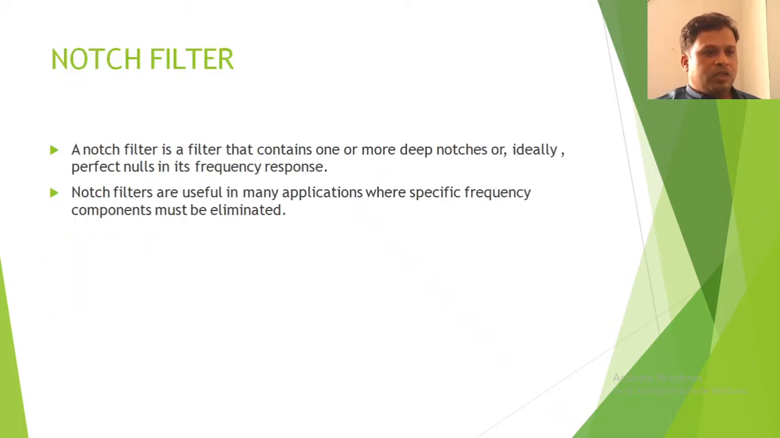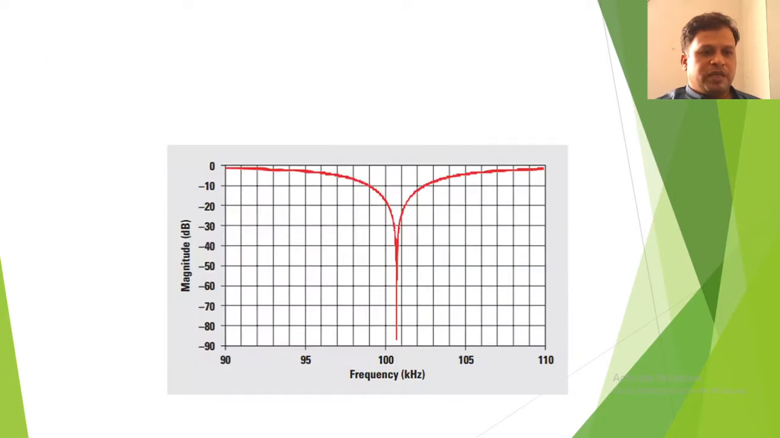A notch filter is a filter that contains one or more deep notches or ideally perfect nulls in its frequency response. Notch filters are useful in many applications where specific frequency components must be eliminated. If you see this graph, you can understand that there is a notch in this particular graph. The magnitude is on the y-axis and the x-axis is the frequency. So you can see the notch here.